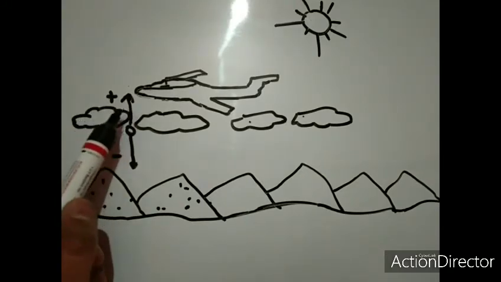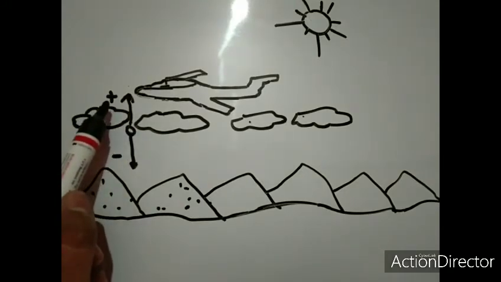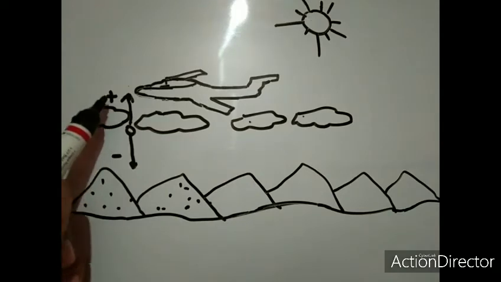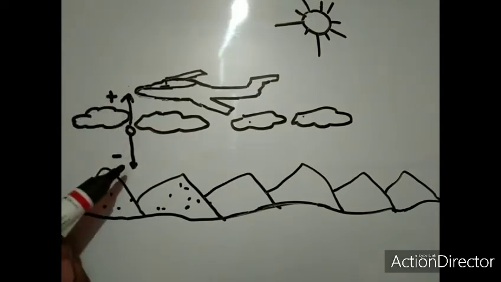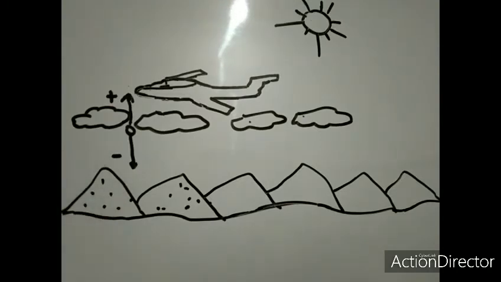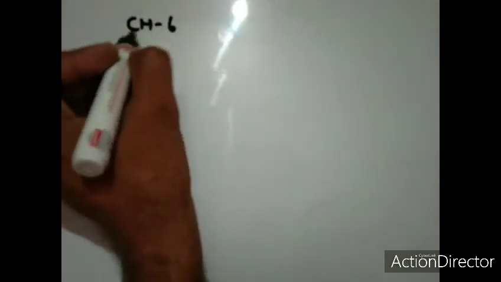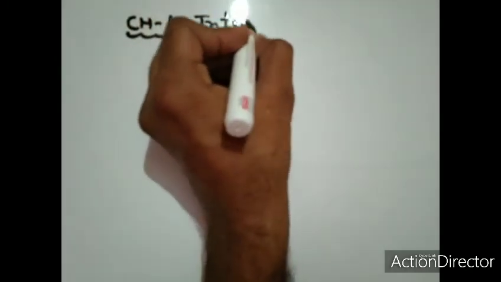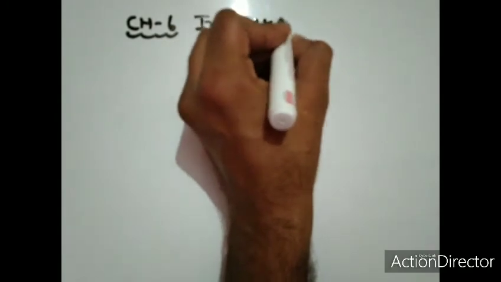Here we will discuss two types of numbers. Some numbers are positive and some numbers are negative. Numbers having negative and positive symbols are known as integers, right? So now students, today we will discuss integers. This is a new chapter, chapter number 6, Integers.